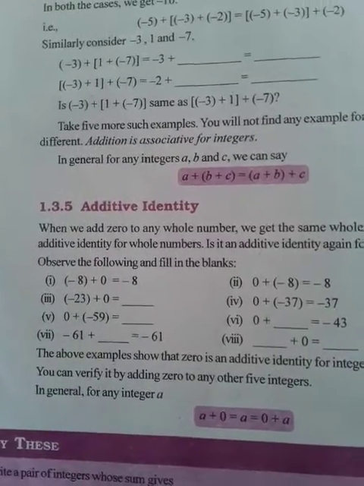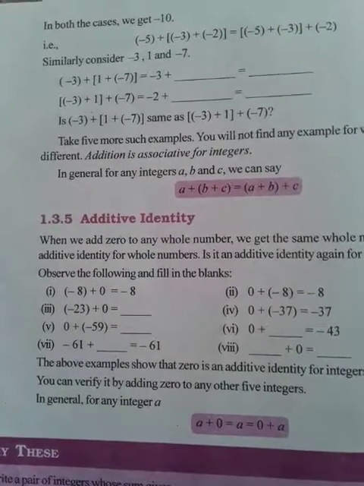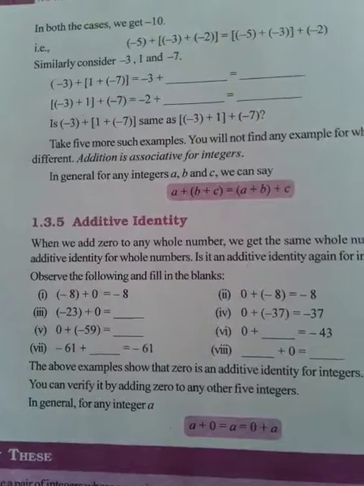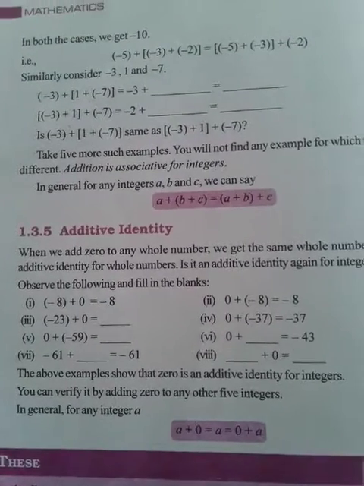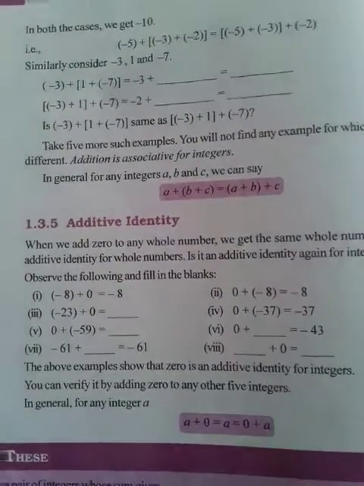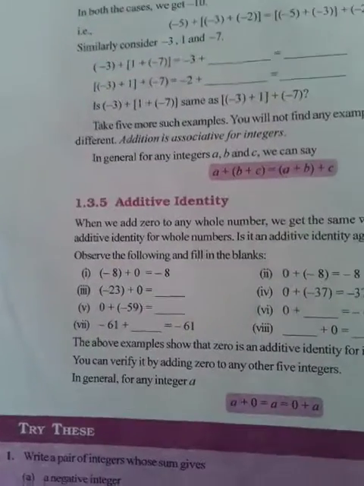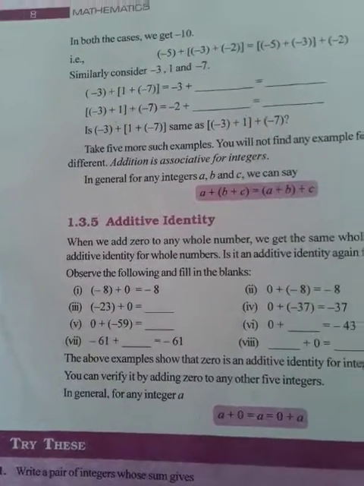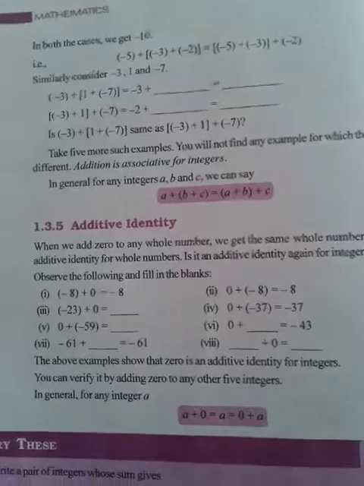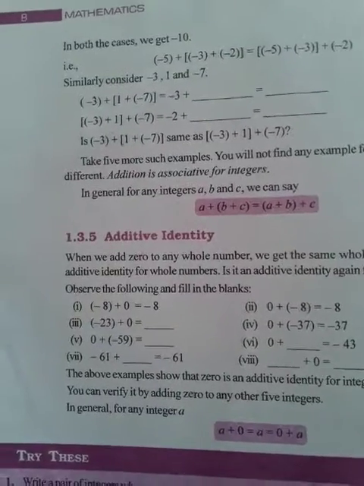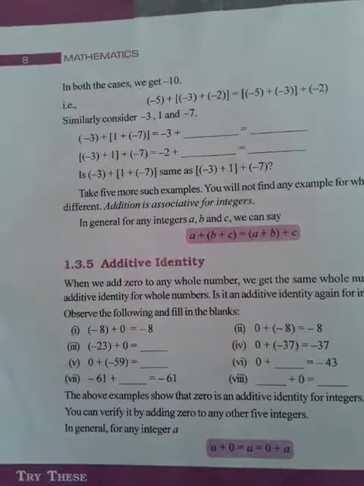So 0 is the additive identity. When we add 0 to any whole number, we get the same whole number. If you add with 0, the answer will be the same integer. Understood all these properties? Okay, thank you.